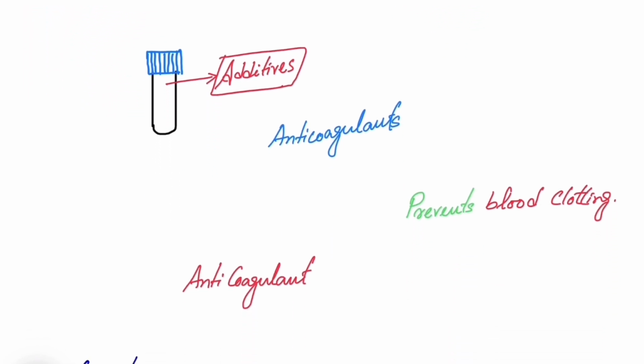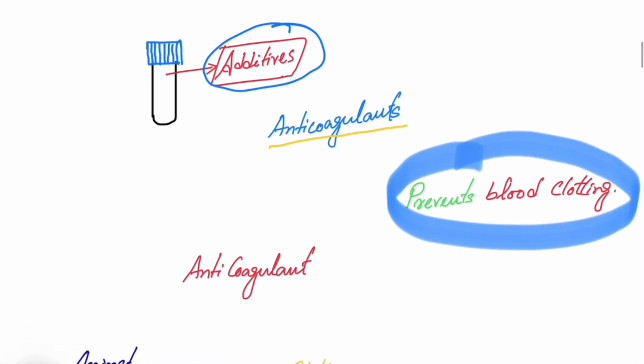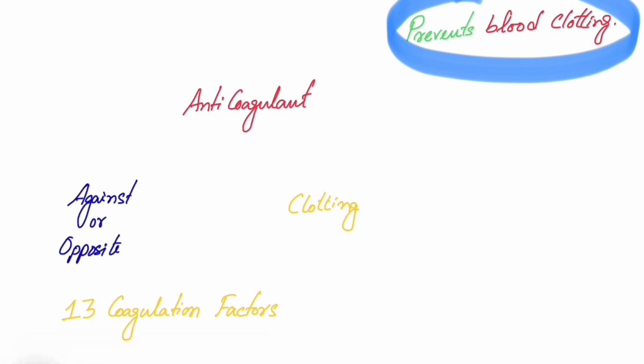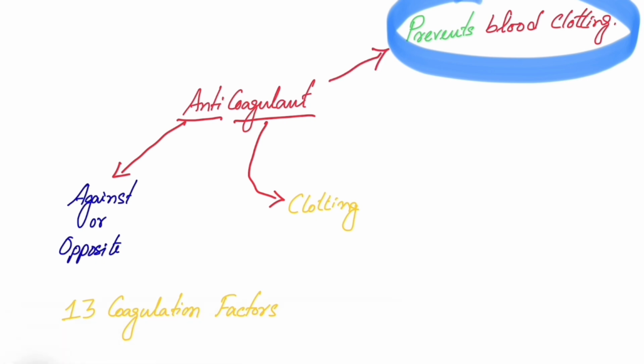Most of the tubes have additives, which are also called anticoagulants. Anticoagulants are chemicals which prevent blood clotting. Anticoagulant: anti means against or opposite, and coagulant means clotting. If we combine both, it means preventing blood clotting.